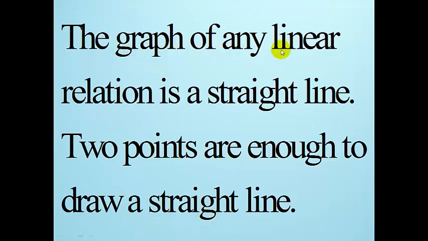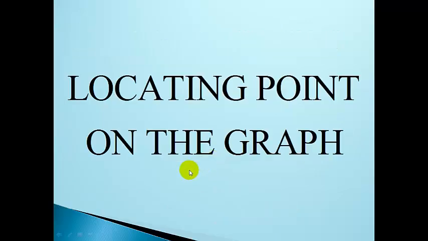The graph of any linear relation is a straight line, and 2 points are enough to draw a straight line. Now let's look at how we can locate a point on the graph. That's locating point on the graph.